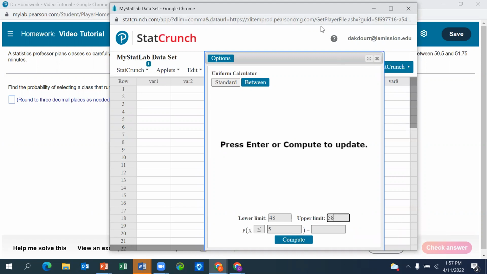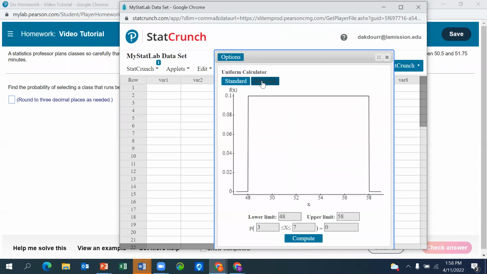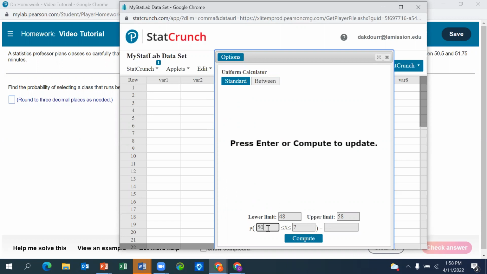And they want to find the probability that a given period runs between 50.5 and 51.75. So let's go ahead and do that. We are looking now in between. We're not looking for less than or greater than. This is the only case we have here, less than or greater than. So you have to select in between. Okay, in between what? 50.5, 51.75.